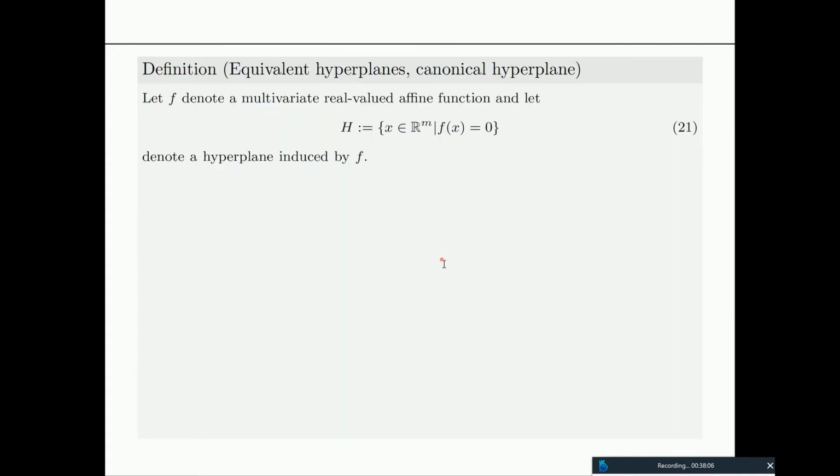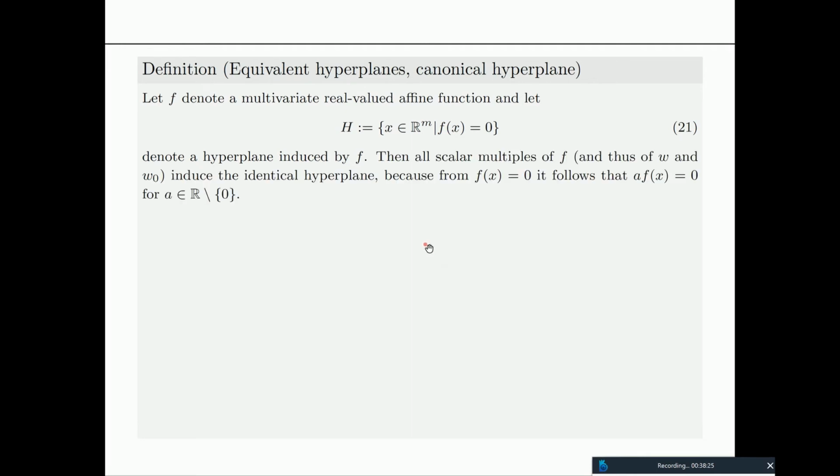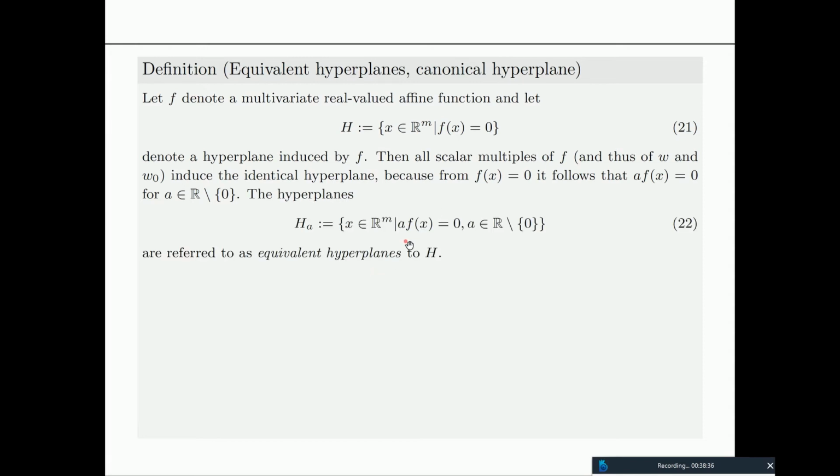Good, and then we are almost done with the geometry. One thing that I haven't addressed so far is that the way that the hyperplanes are specified so far is, if you want, ill-posed or ill-determined or underdetermined, because if you take a scalar multiple of the weight vector and the bias parameter, then you get the same hyperplane. So this you can see as follows.